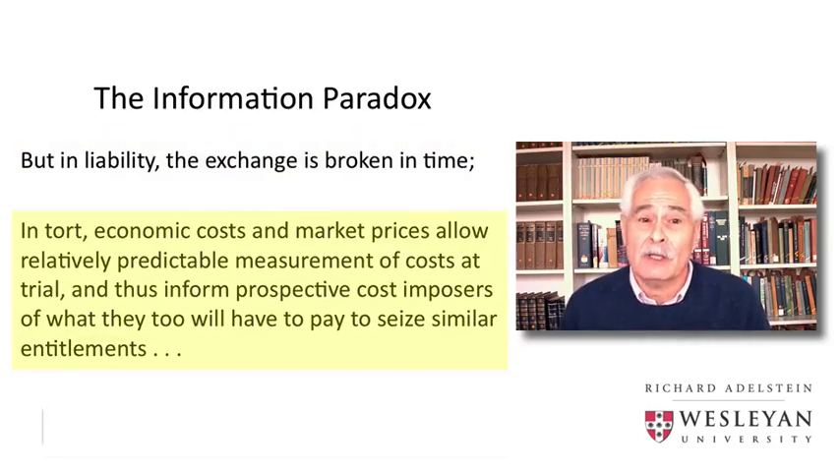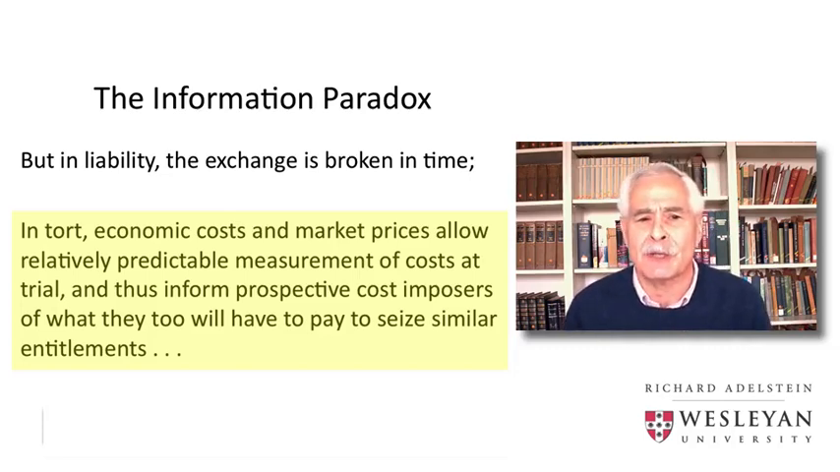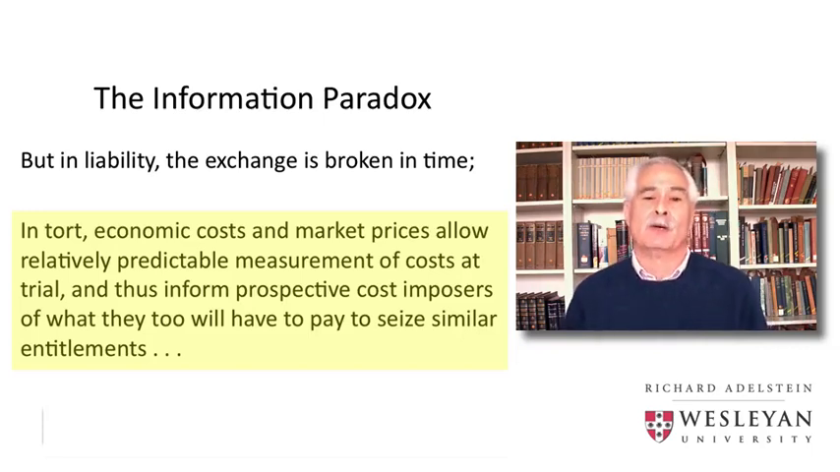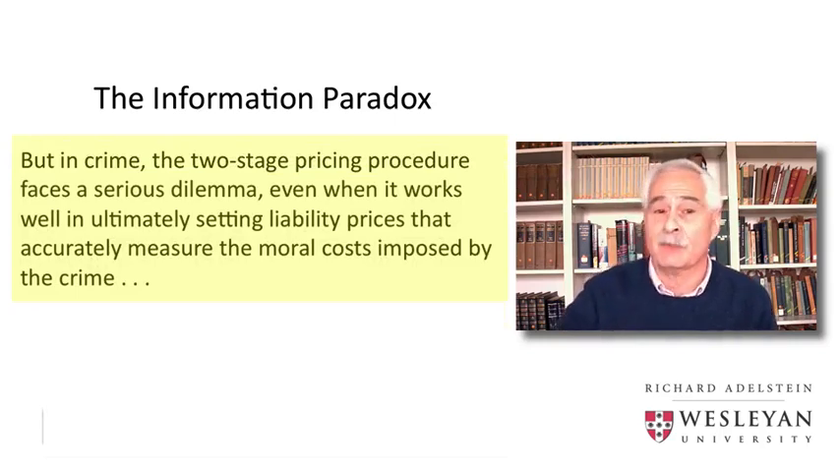But in tort, the economic nature of the costs and the market prices, which are good estimators of those economic costs, allow relatively predictable measurement of costs at a trial. And because these costs are relatively predictable, they're not just relatively easy for tort juries to determine, they're also relatively easy for prospective cost imposers, people who might commit torts in the future, to know what they too will have to pay as a liability price in order to seize similar entitlements.